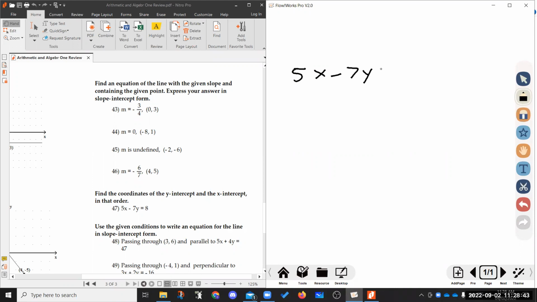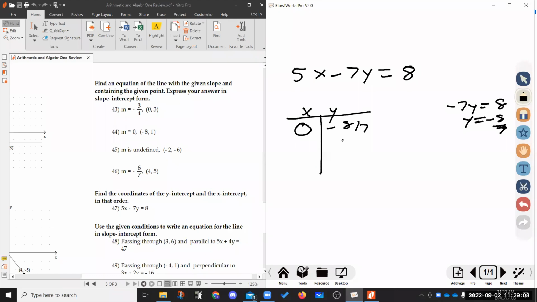5x minus 7y is equal to 8. Now we want to find the x-intercept and the y-intercept. So make a table here, x, y. First, I'm going to let x be 0. And when x is 0, that means -7y is equal to 8. So y is equal to -8/7.